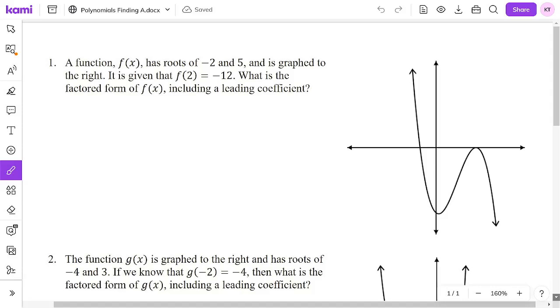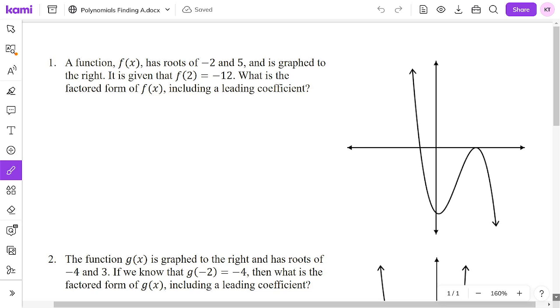Alright, so in this video, we're going to be writing polynomial functions, but this time we are going to be writing them including a leading coefficient. And we're going to be doing that through three different examples here. So let's go ahead and get started with the first one.